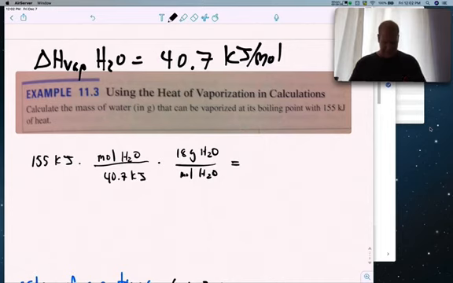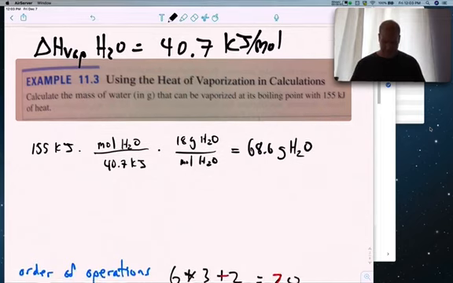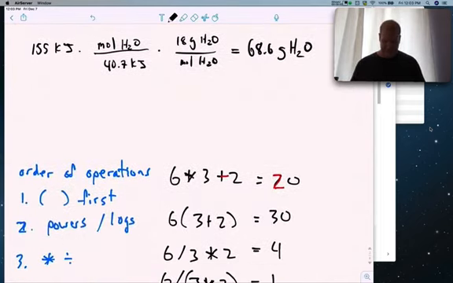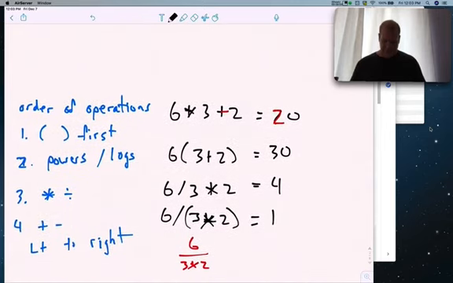155 divided by 40.7 times 18, and we get 68.6 grams of water. So that's how much water 155 kilojoules could evaporate.